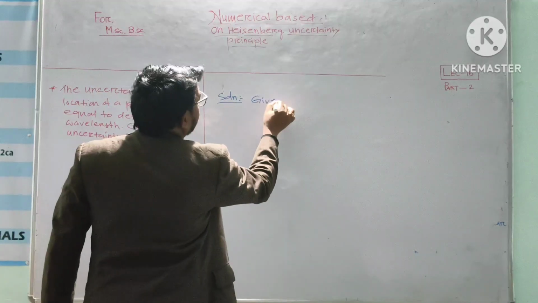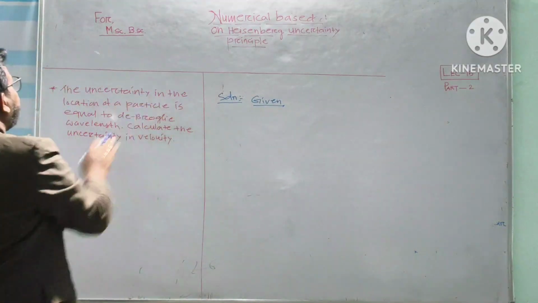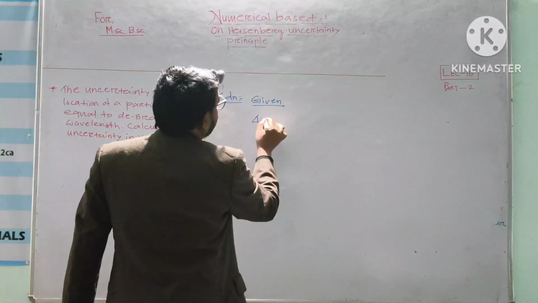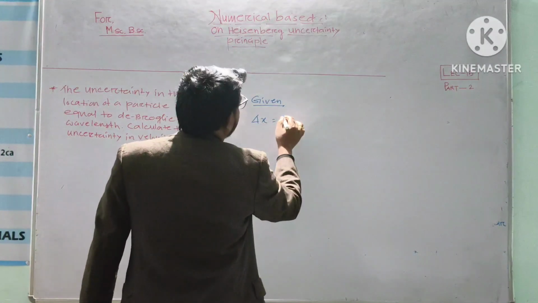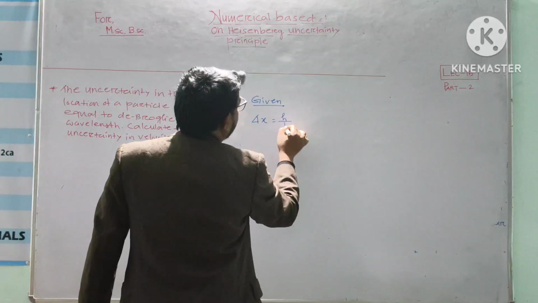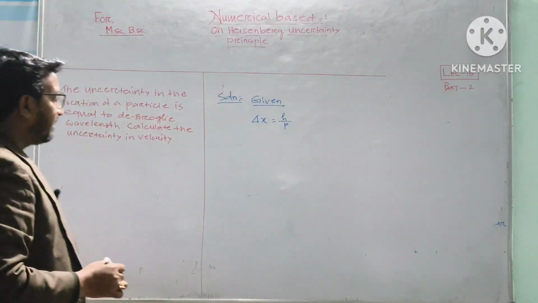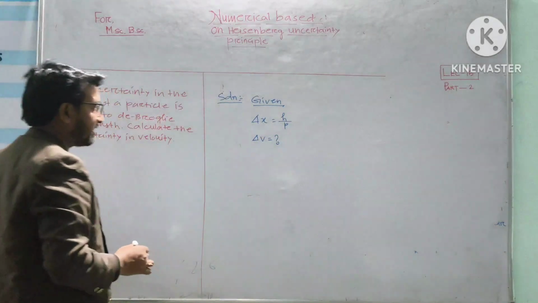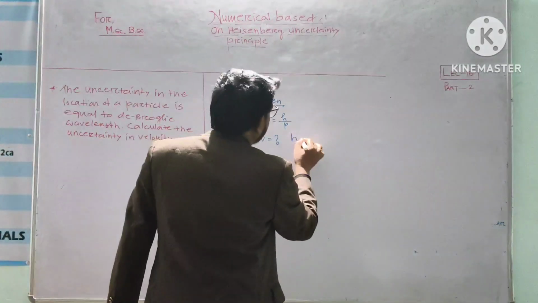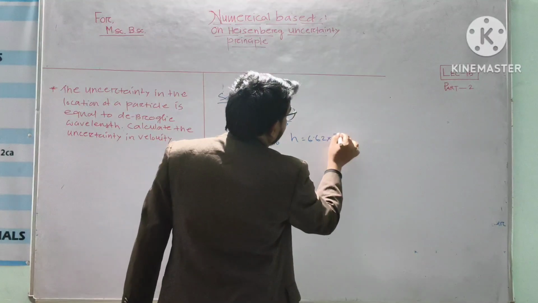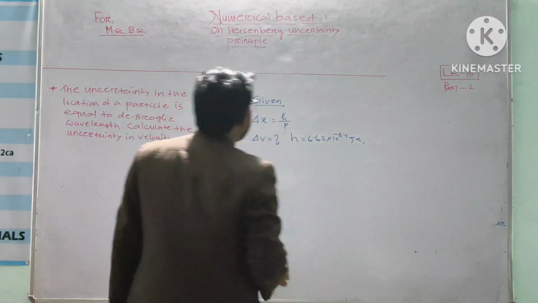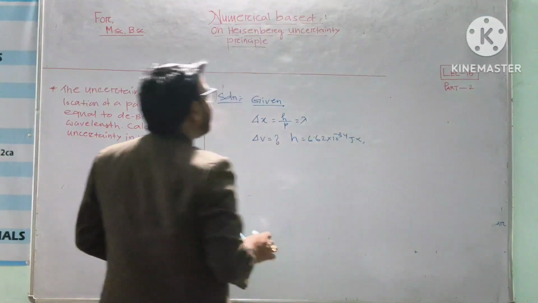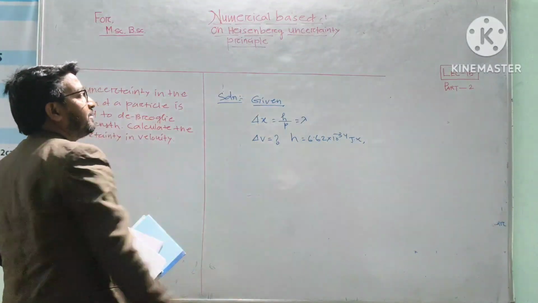Given: the uncertainty in the location of a particle, that means uncertainty in position, delta x, is equal to the de Broglie wavelength, that means h by p. And delta v is the uncertainty in velocity. We know that the Planck constant h is 6.62 into 10 to the power minus 34 joule second. So we can write delta x equal to h by p equal to lambda.